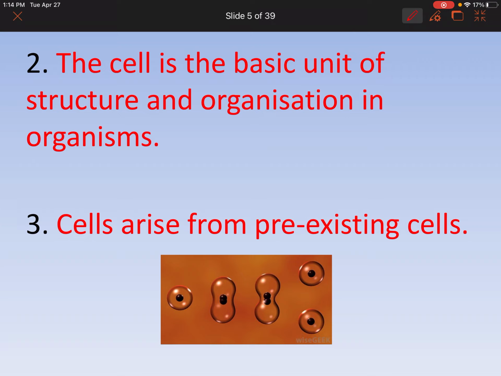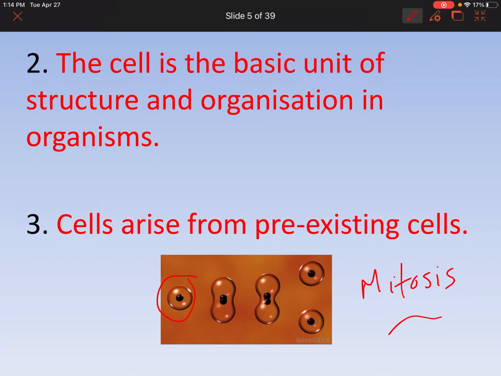Number three, cells arise from pre-existing cells. If you look at this diagram here, we've got our first cell, and then this is the process of mitosis, which we'll learn more about in the next few days. Some of you will definitely recognize that word mitosis, and maybe your grade 7 or 8 teachers touched on that. We've got prophase, metaphase, anaphase, and telophase.